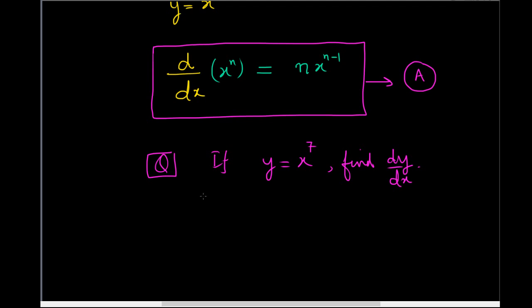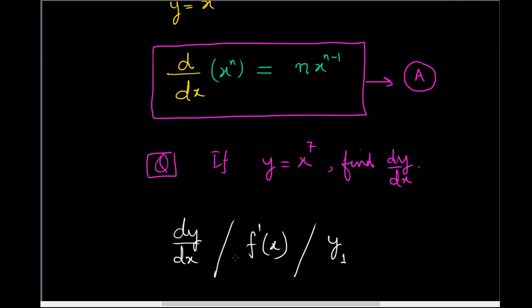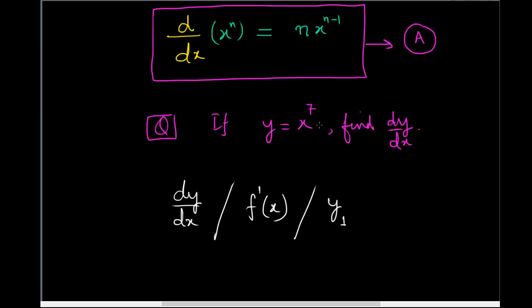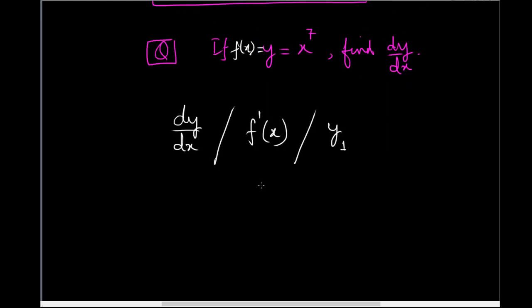we will use the same formula. First of all, remember one thing: dy over dx is the same as what we sometimes call f prime or f dash x, and sometimes y sub 1. These all mean the derivative of the function y with respect to x. They are different representations for the same thing, because we know y is the same as f of x, so f prime means we have differentiated it once. Now let's go back to the problem.